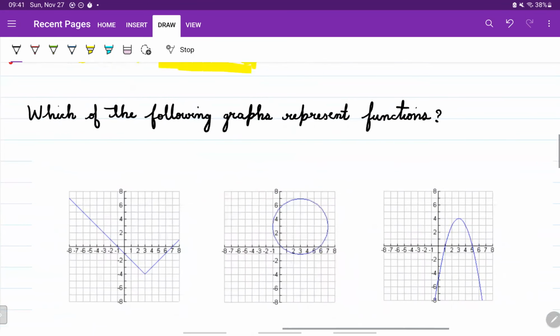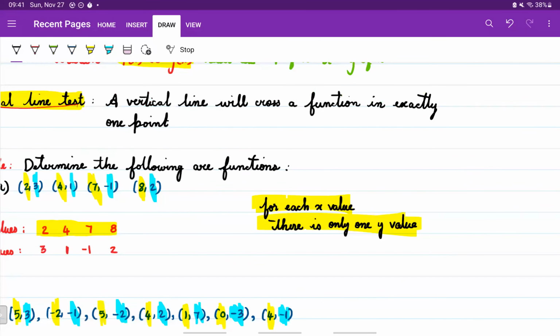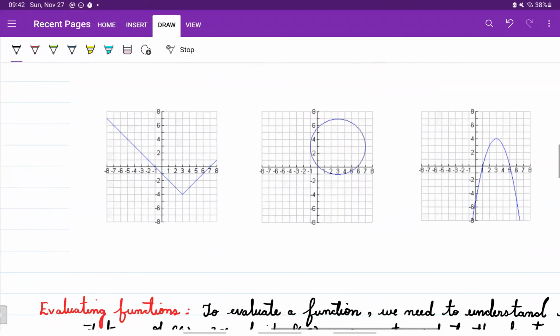Now let us do this problem. Which of the following graphs represent a function? For this question, we will use our vertical line test, where we draw a line, and it is a function only when it crosses the graph at only one point. So let us do that.